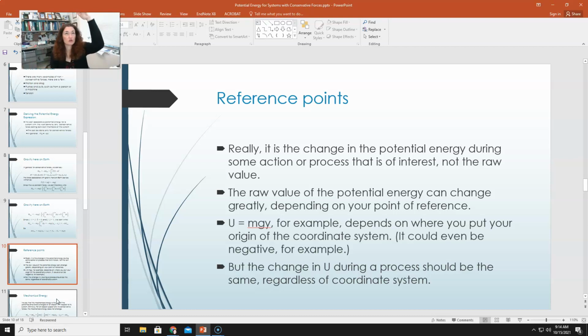Like, let's say that you put your origin up here and your particles are down here, then you can have a negative gravitational potential energy, and that would not really mean much, right? But even if you translate your origin, say, up and down in the y direction, your change in the potential energy during a process would be the same, right? That would be the same change in the potential energy. So that's why we say that changes in potential energy are more important and more meaningful than the raw value of the potential energy. Because if you change your origin, you've changed everything, right?